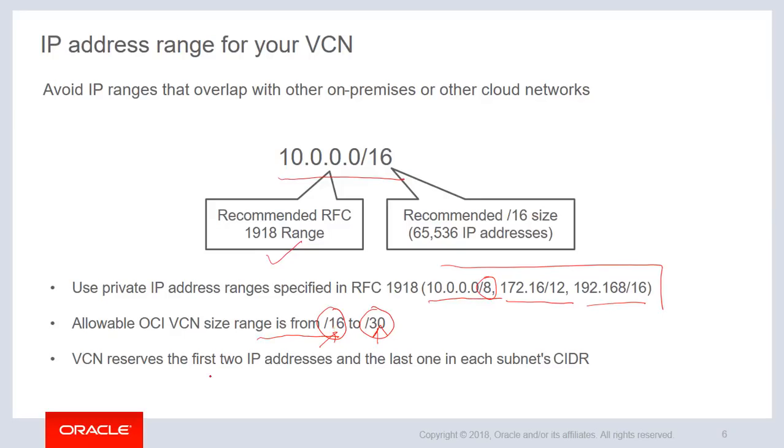And also keep in mind that VCN reserves the first 2 IP addresses and the last one in each of the subnet's CIDR. Last slide we saw that the first IP address and the last IP address are anyway not usable even in your on-prem context, but in case of VCN there is an additional IP address in the beginning which is reserved for our own purposes. So keep in mind that those 3 IP addresses are reserved and you cannot use them.